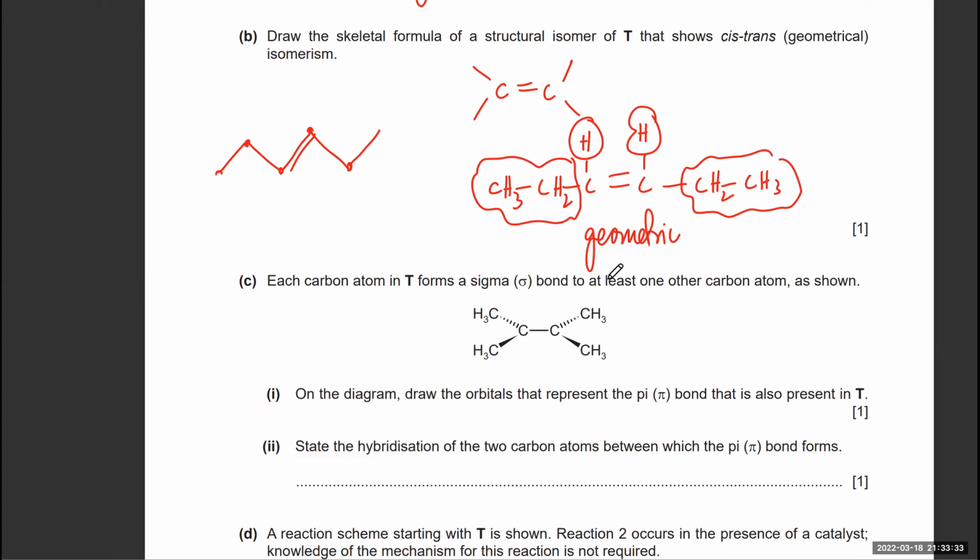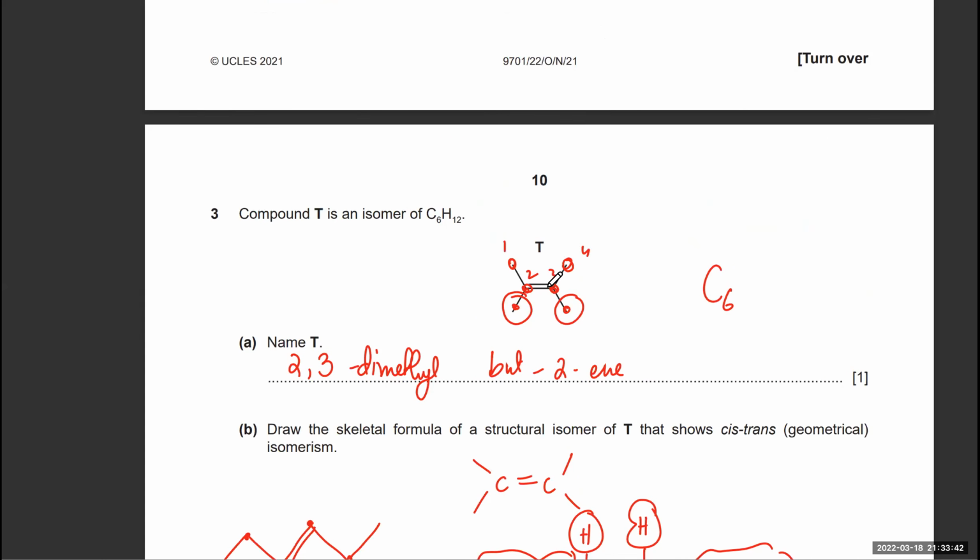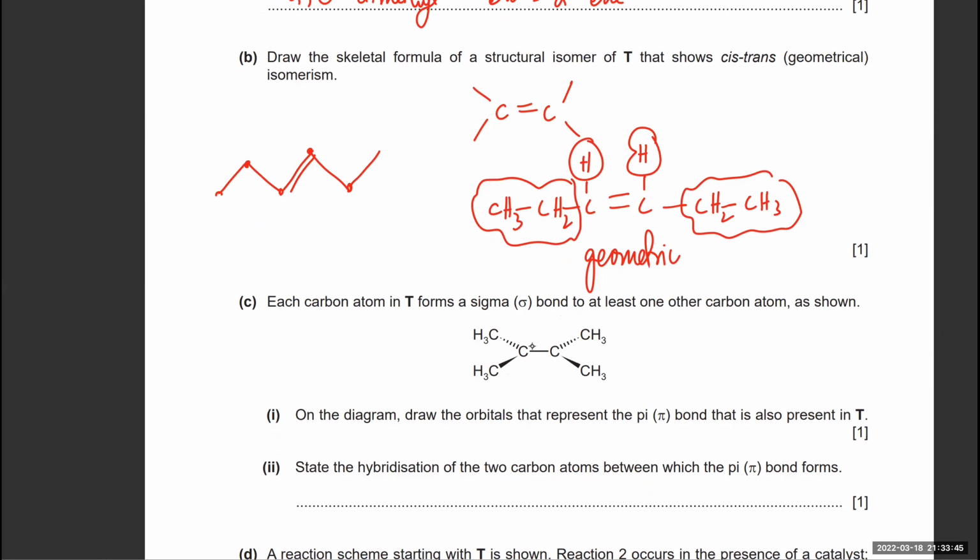Now, each carbon atom in T forms a sigma bond to at least one other carbon atom as shown. On the diagram, draw the orbitals present in the pi bond. Whenever you have a double bond like this, what is happening? There's a double bond in the middle, so you just have to show the pi bond. There's going to be an overlapping of orbitals above and below, and you can shade this, like the orbitals have overlapped. And state the hybridization of the two carbon atoms. Whenever carbon is making a double bond, that's sp2 hybridized. So it's an sp2 hybridized carbon atom.